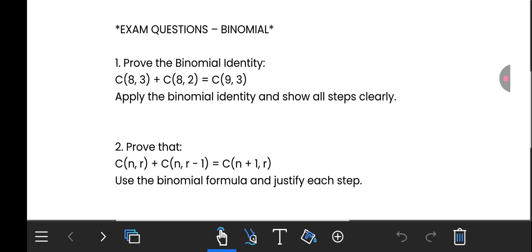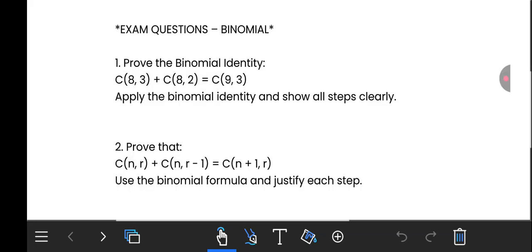Then question 2 is saying: prove that n combination r plus n combination r minus 1 is equal to n plus 1 combination r. Use the binomial formula and justify each step. So we are going to prove these identities. So how can you prove the binomial identities? This is what we are yet to talk about. Let's start with the first question.